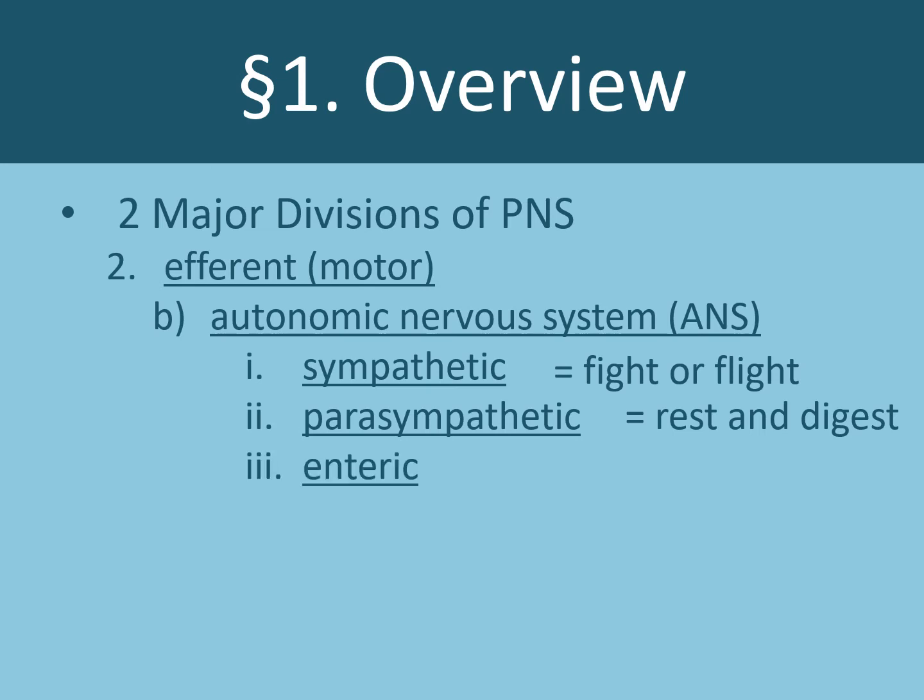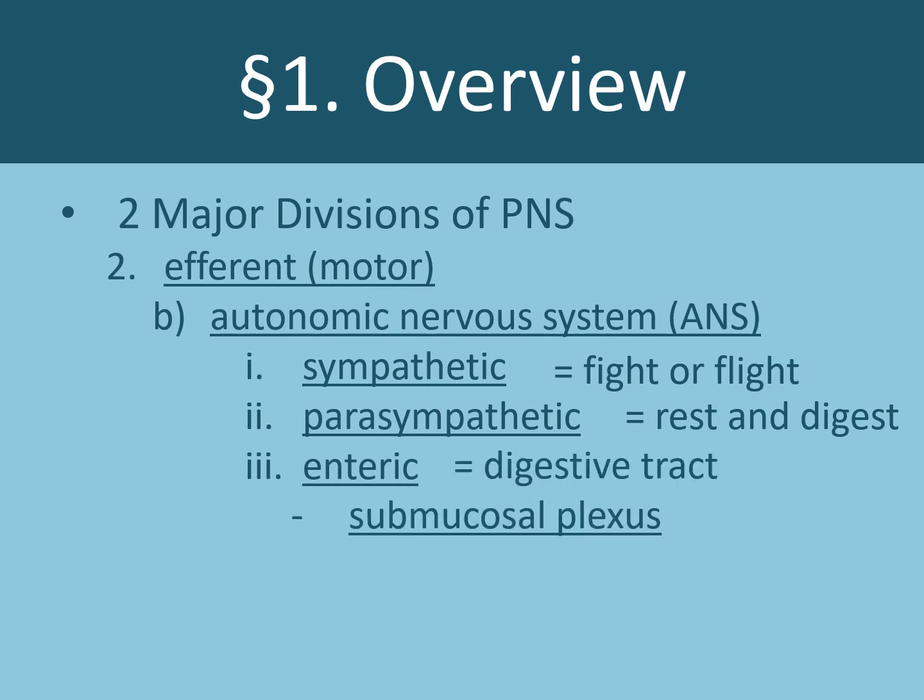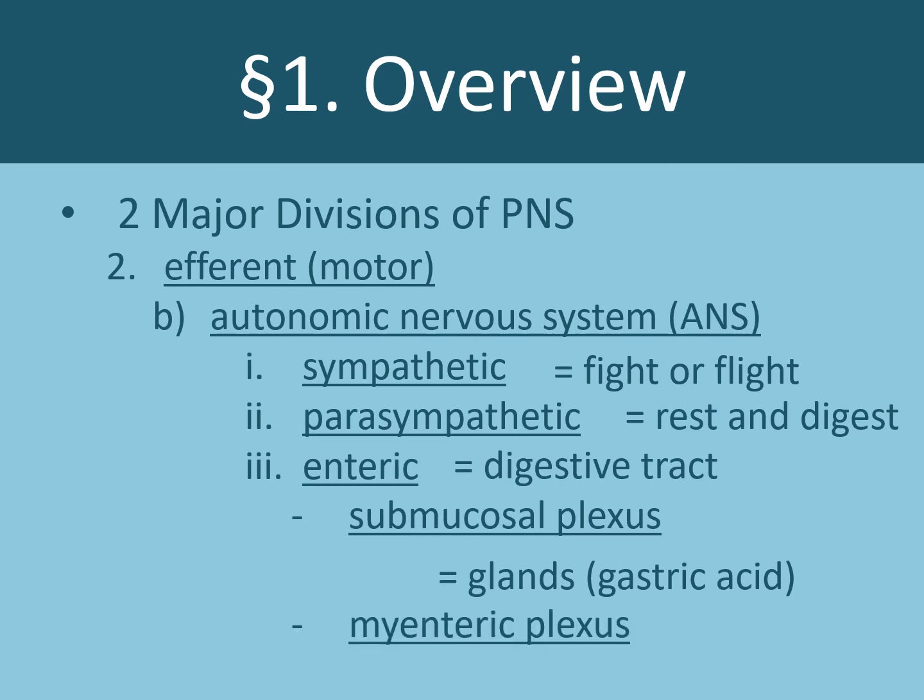Finally, the third branch is called the enteric nervous system and provides a more nuanced control over your digestive tract. The submucosal plexus controls the glands of the digestive system. For example, it triggers your stomach to release gastric acid when you eat a meal. The myenteric plexus controls the smooth muscles that envelop the digestive tract. These muscles help push food forward as it is digested and absorbed, and the remnants are expelled.